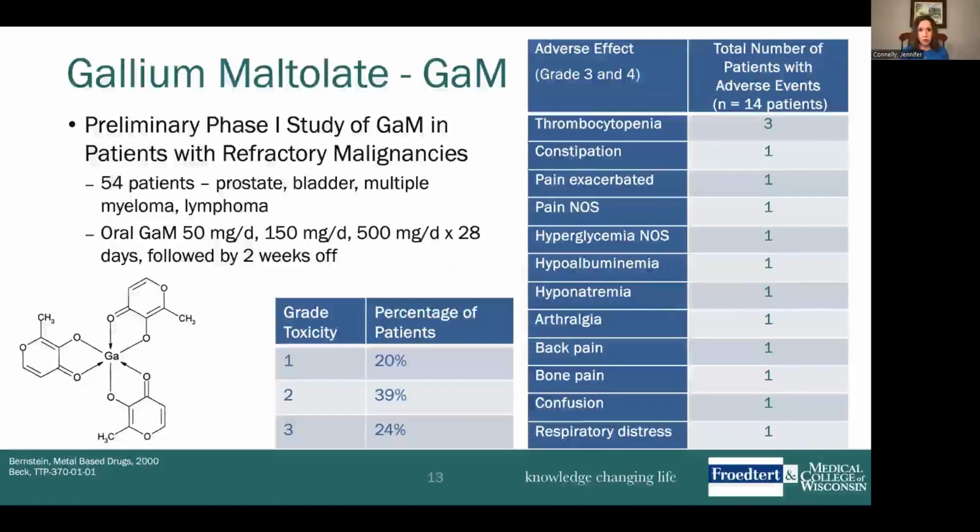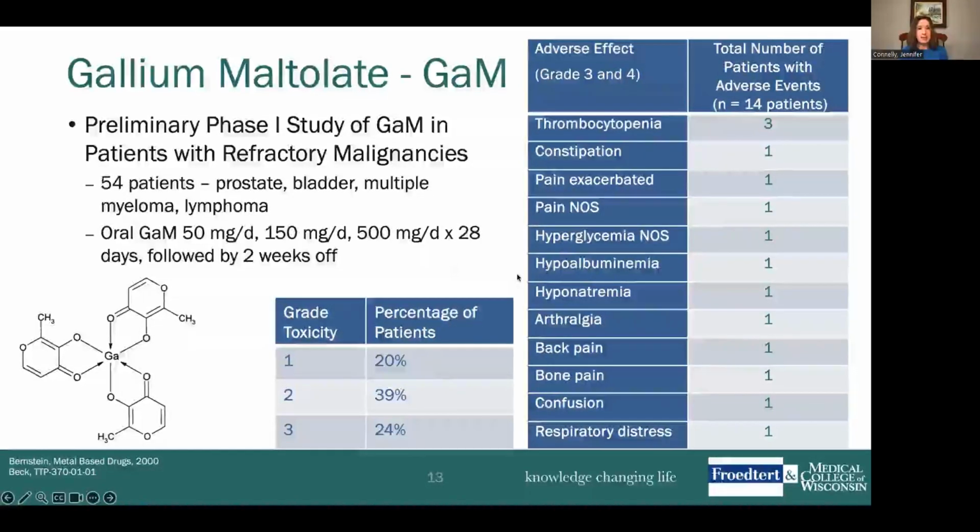It did not include brain cancers, but it was the first study with gallium maltolate in which patients took this medication orally. They started low at 50 milligrams per day and then gradually increased to 500 milligrams per day. And what they saw was that patients generally tolerated this medication well. There were no significant toxicities, including laboratory toxicity or symptoms.